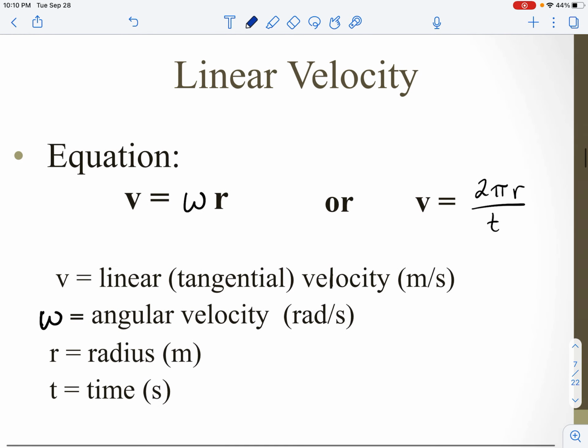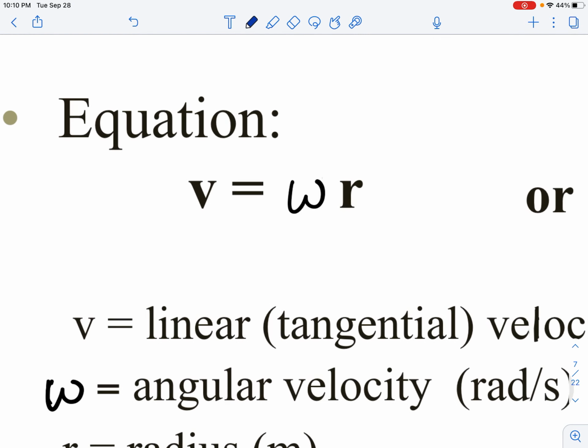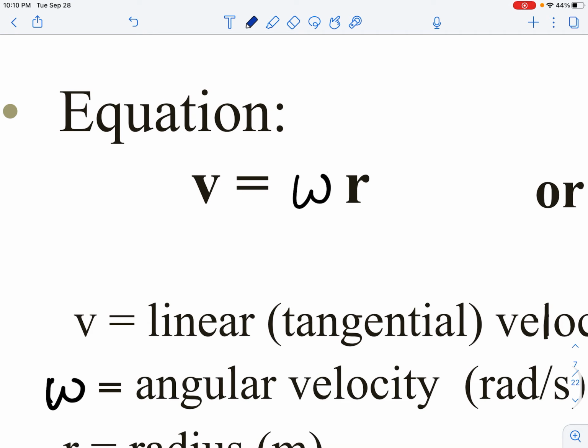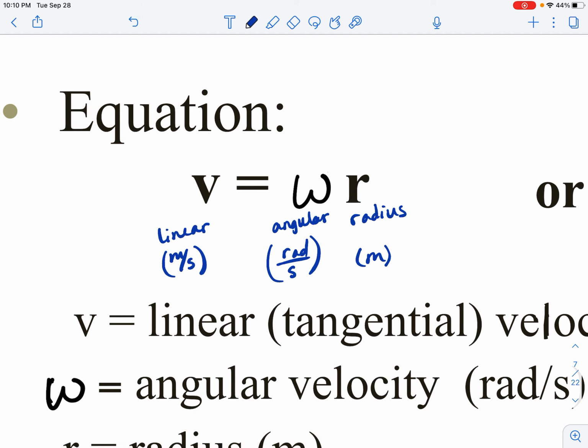We have a couple more equations for you here. The first one is V equals omega r. So this is saying that my linear velocity, measured in meters per second, is equal to the angular velocity, which is measured in radians per second, times the radius of a circle. And this is going to be measured in meters.